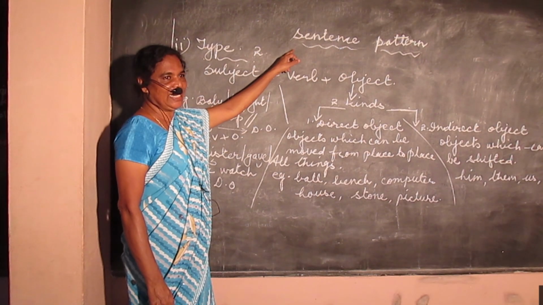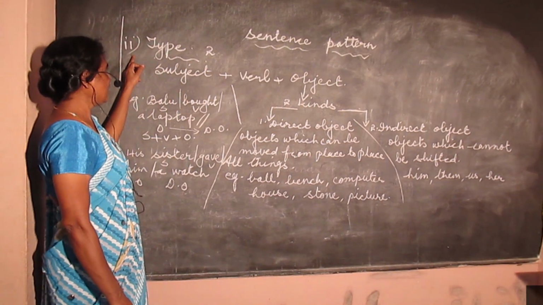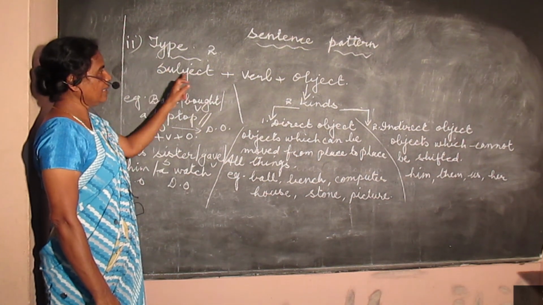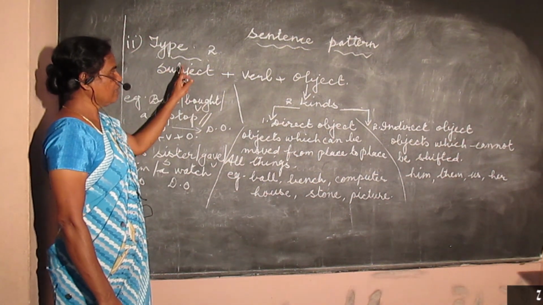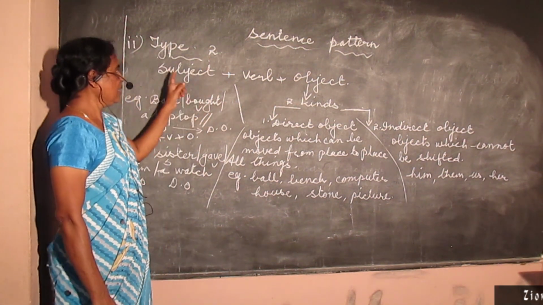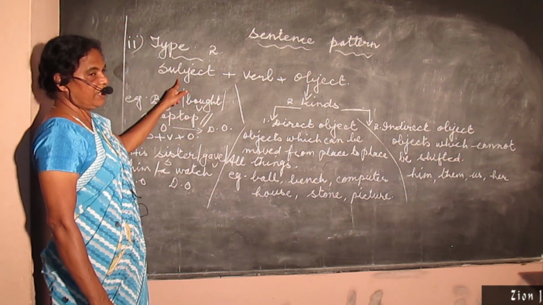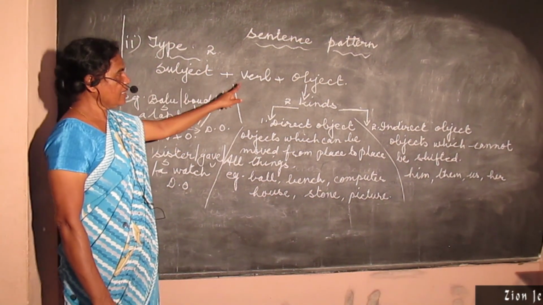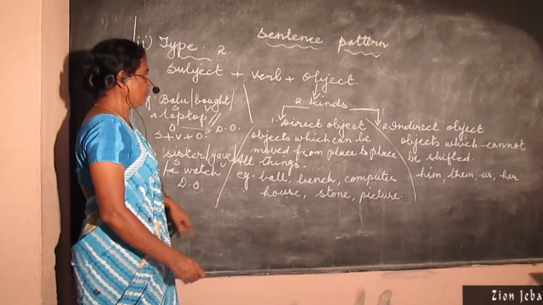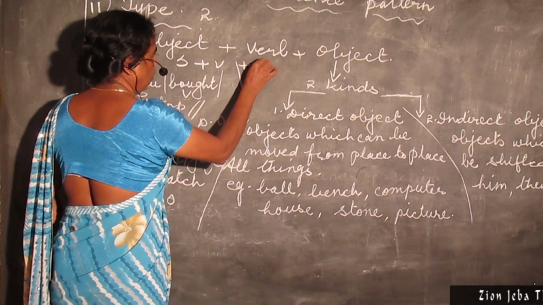So we are dealing with sentence patterns, right? And now let's see the second type, type 2. Type 2 has three parts: subject plus verb plus object. Are you following me? Type 2 has three parts. The first part is the subject, the second part is the verb, and the third part is the object. So we write it shortly as S plus V plus O.